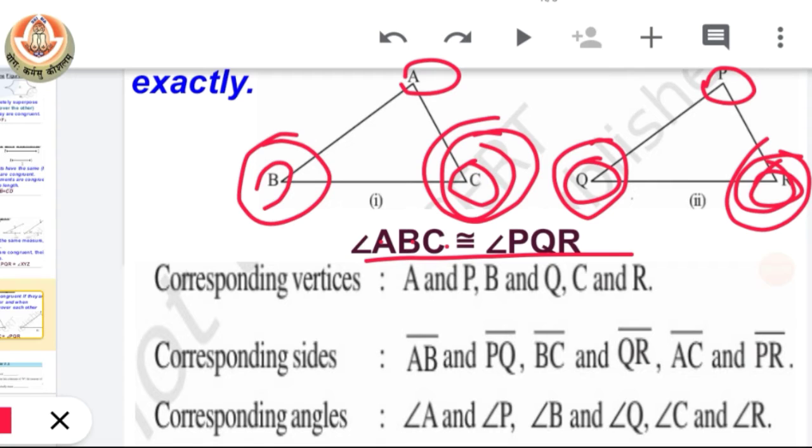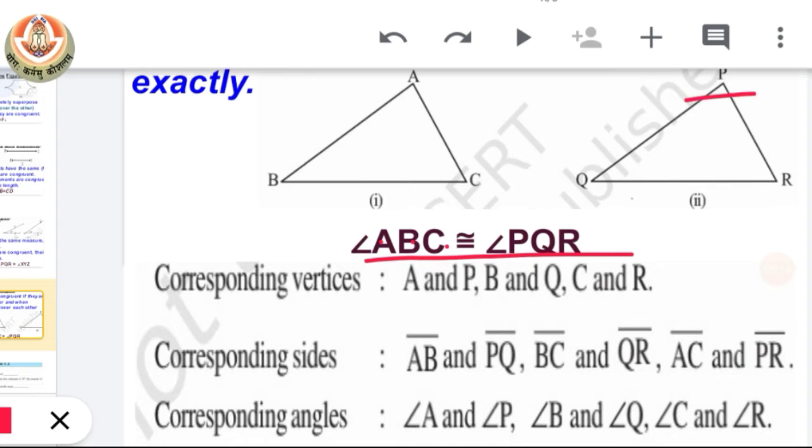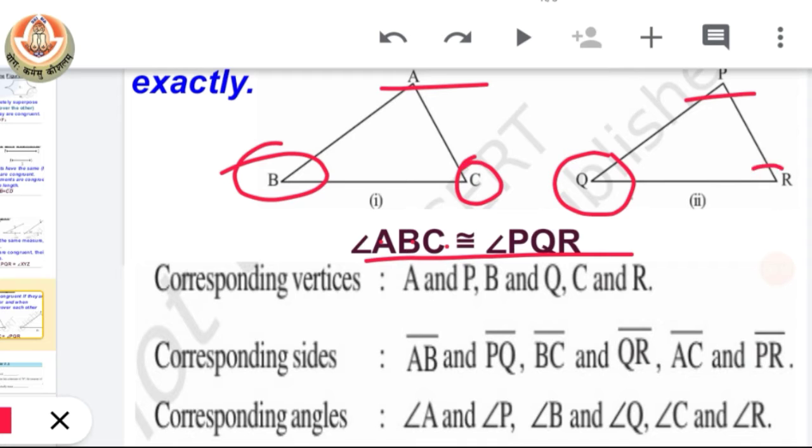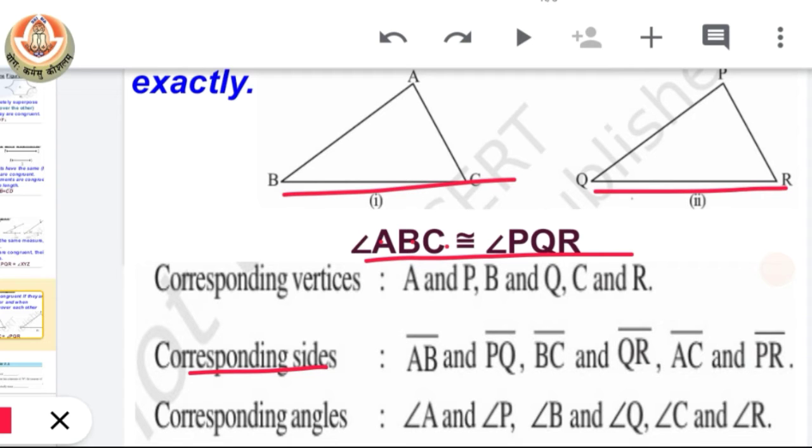So A corresponds to P of the other triangle, B corresponds to Q, and C corresponds to R. If we talk about corresponding vertices, A corresponds to P, B to Q, and C to R. Now if we talk about corresponding sides, AB corresponds to PQ, and BC corresponds to QR. Similarly, AC corresponds to PR.